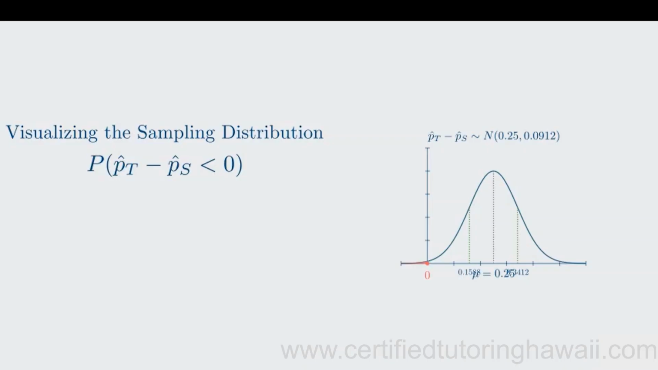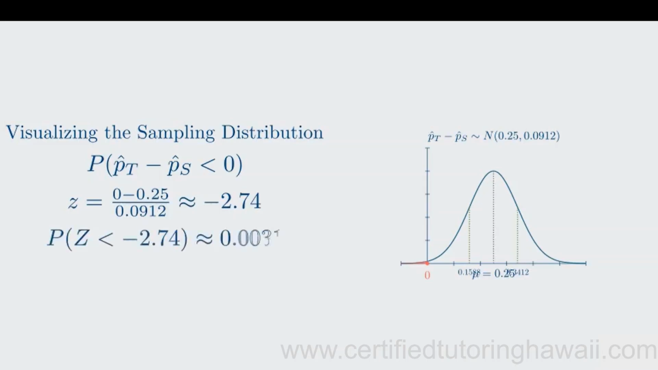We can calculate a z-score to find this exactly. 0 minus 0.25 divided by our standard deviation of 0.0912 gives us a z-score of approximately negative 2.74. The probability of getting a z-score this low is about 0.0031. This tells us it would be extremely rare, less than a 1% chance, to find a sample where more students drink coffee than teachers, given the population parameters we started with.